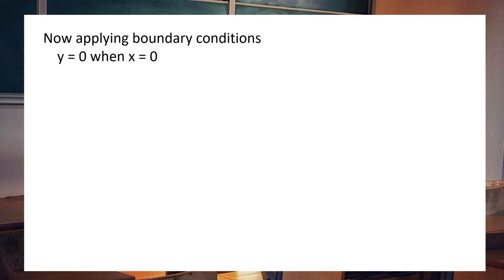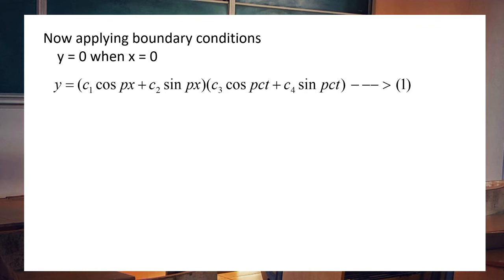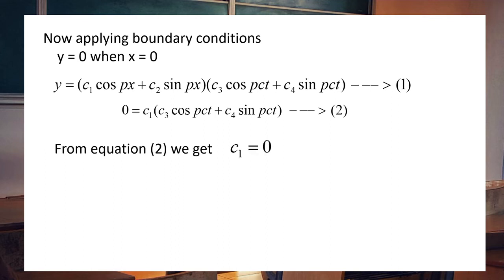Now let us apply the boundary conditions. Our first condition is y equal to 0 when x equal to 0. Substituting x equal to 0 and y equal to 0, we get 0 equal to c1 into [c3 cos pct plus c4 sin pct] equal to 0. That means a product equal to 0. It's clear that the term inside the bracket is not always 0, so the only possibility is c1 equal to 0.